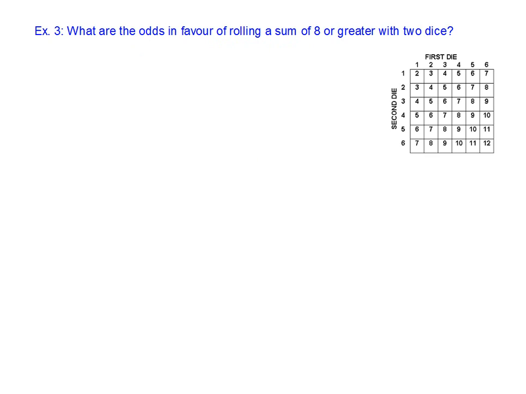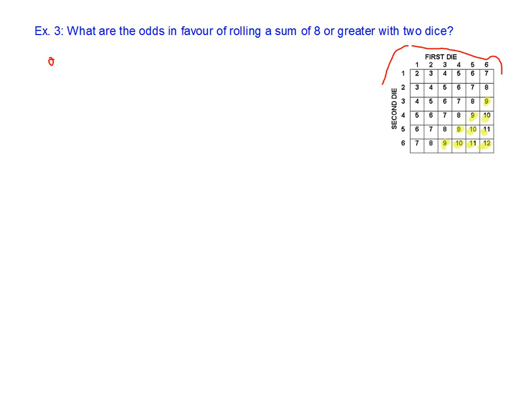Here's a question that's asking, what are the odds in favor of rolling a sum of 8 or greater with 2 dice? In order to answer this question, we need to know how many different outcomes there are for rolling 2 dice. So this table over here is very useful. We've used it before. And we want to find the odds in favor of getting a sum of 8 or greater. So I'm going to highlight in this table the sums that are greater than 8. So here they are in this section of the grid. And then all we're going to do is count them, and we'll be able to find the probability.